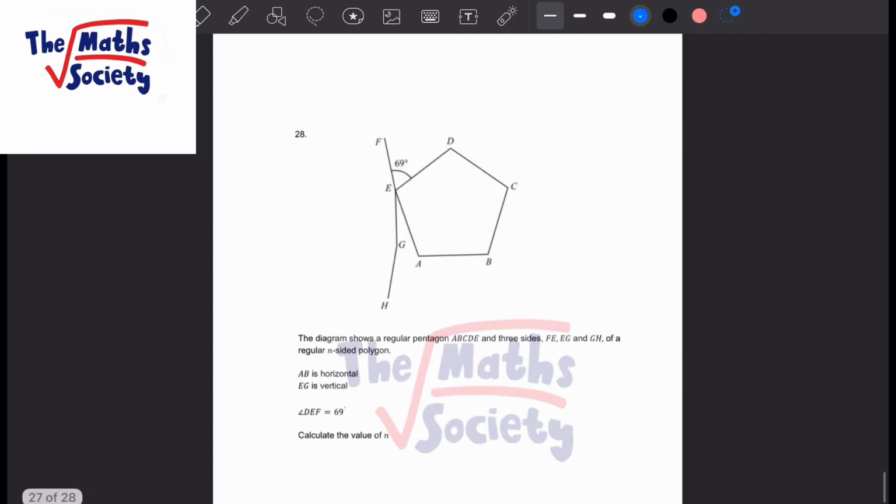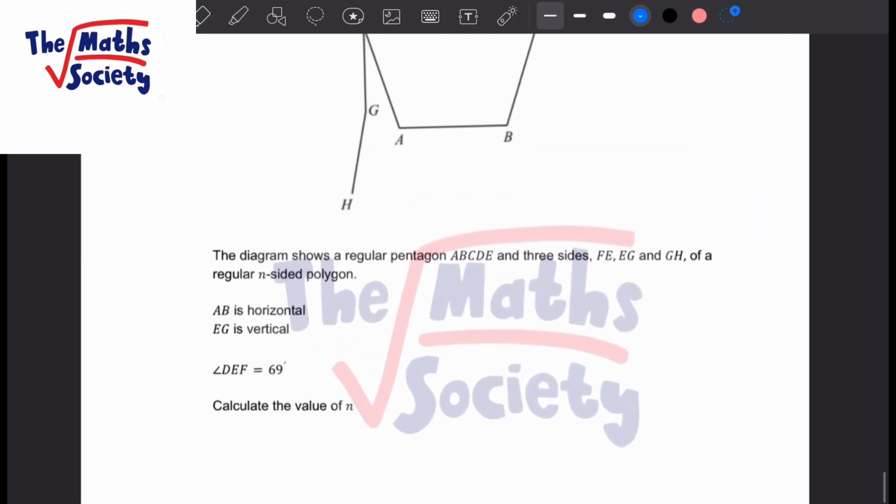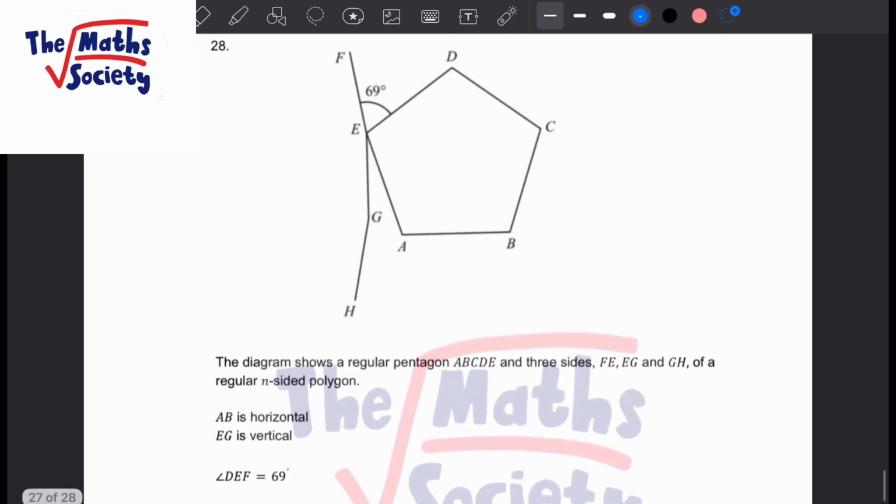Yep. And we move on to question number 28. Question 28 says that the diagram shows a regular pentagon ABCDE and 3 sides of a regular n-sided polygon. AB is horizontal while EG is vertical, and DEF is equal to 69 degrees. You just need to calculate the value of n.